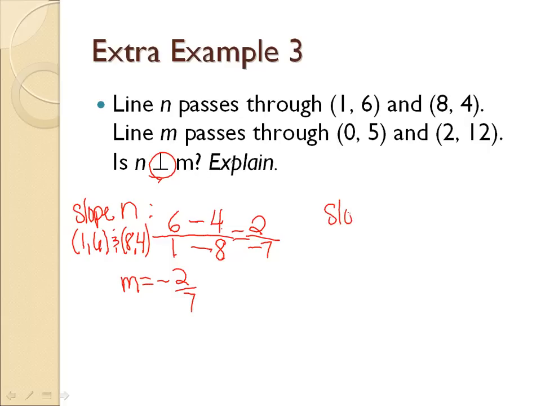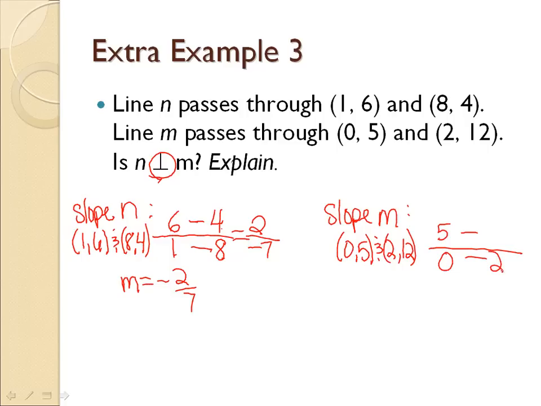Let's now find the slope of m. My two points are (0, 5) and (2, 12). So I'm going to draw my fraction bar and my minus signs. I'll say my point again, (0, 5), so 0 goes on the bottom, 5 goes above it. My other point is (2, 12), so 2 goes on the bottom, 12 goes right above it. Now let's reduce. 5 minus 12 is negative 7. 0 minus 2 is negative 2. A negative over a negative becomes a positive, so my slope here is 7/2.